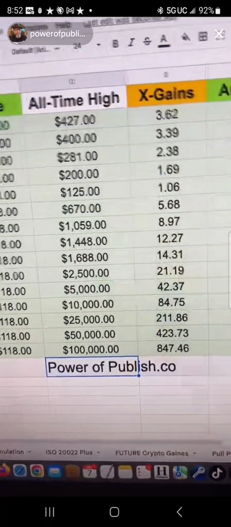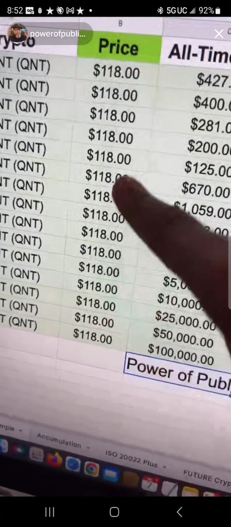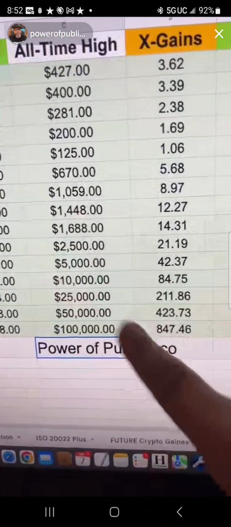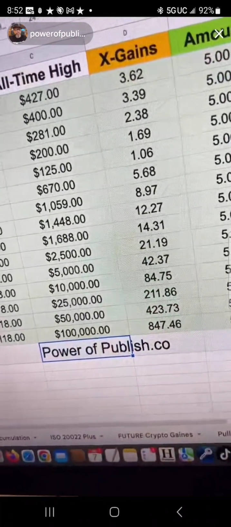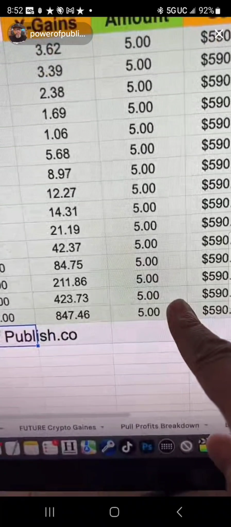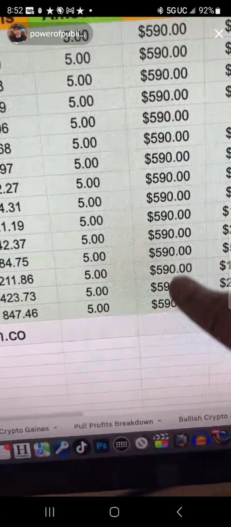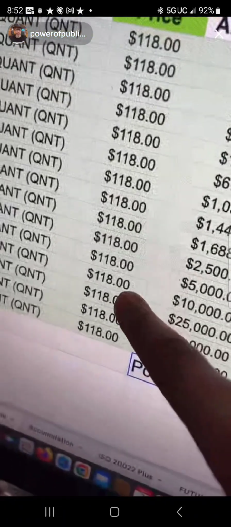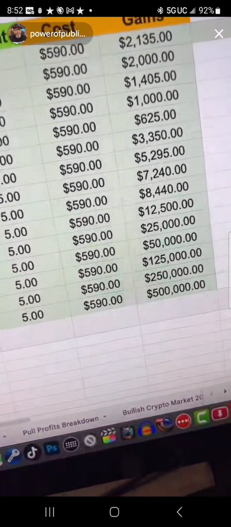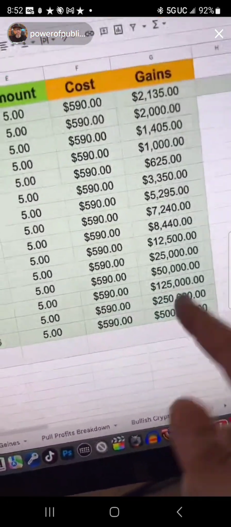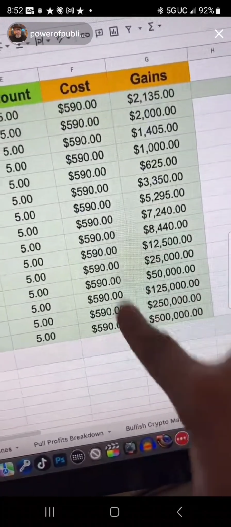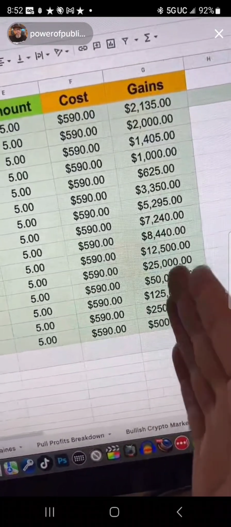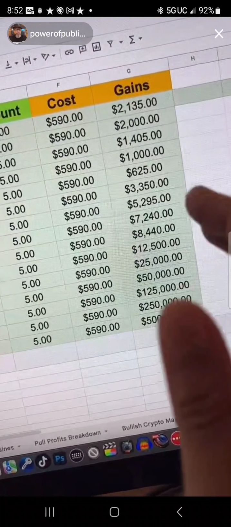Look at your gains. If you're buying Quant right now at this price, it's going to do one of these numbers. Look at your gains. You mean to tell me that you don't have a spreadsheet that could tell you that? You own 5 Quant. That means you would have invested $590 at this price. Look at your gains. Me and a couple other smart people on this live are trying to show you the power of what this project is going to do. You can ignore us if you want to, doesn't matter.